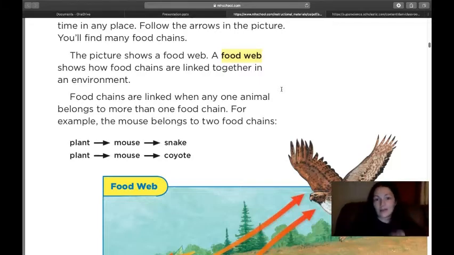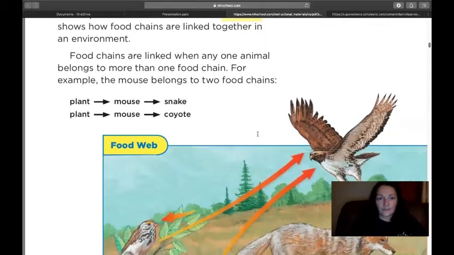Food chains are linked when any one animal belongs to more than one food chain. For example, the mouse belongs to 2 food chains. So the plant, the mouse, the snake eats the mouse eats the plant. The coyote eats the mouse eats the plant. So there's 2 different food chains.